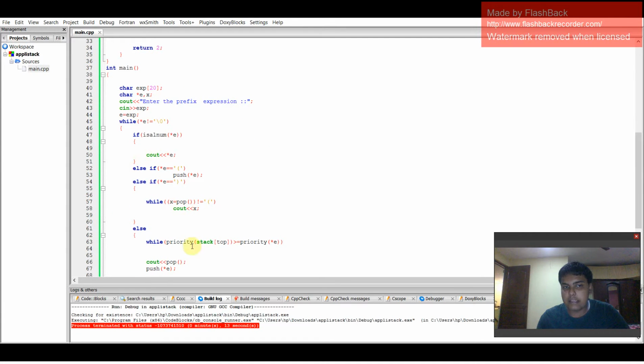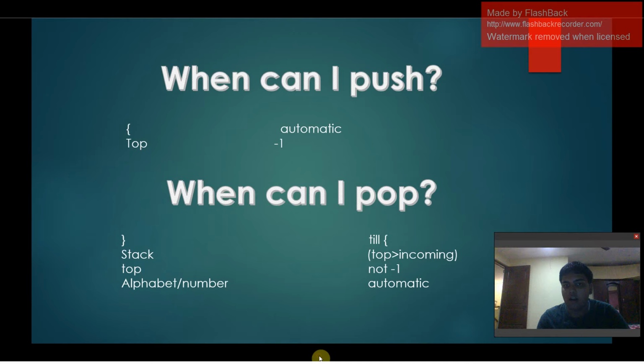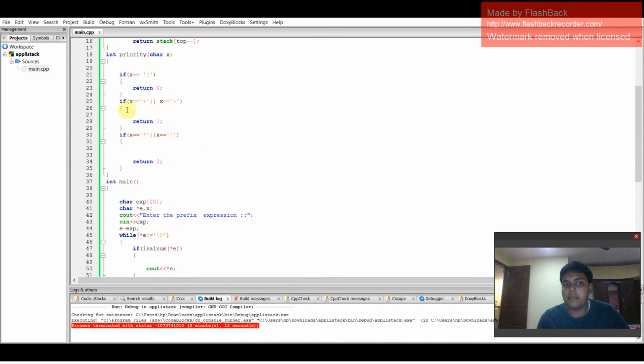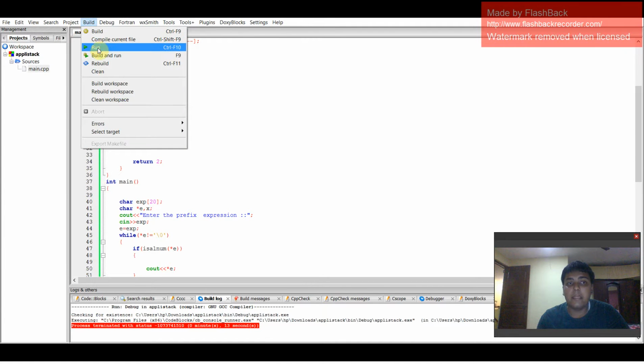So I have already explained the basic logic, when to push and when to pop. Apart from that, equal priority I have not brought in separately, because for equal priority we take the left one, so automatically we will consider it. Now let us run this program.